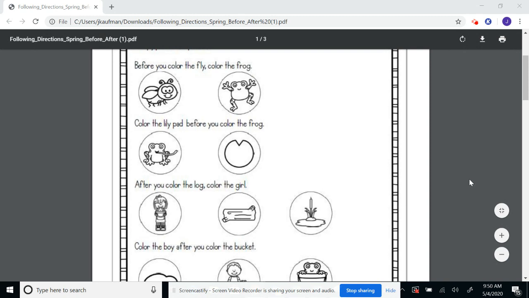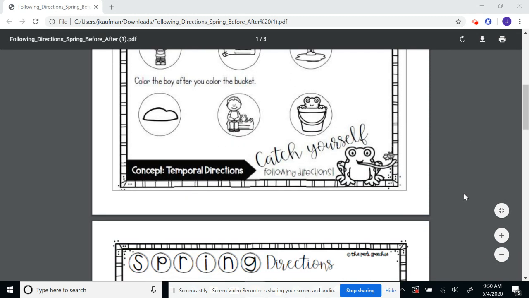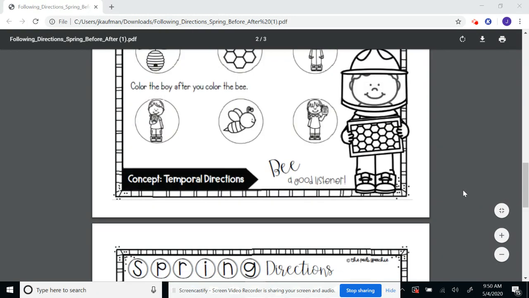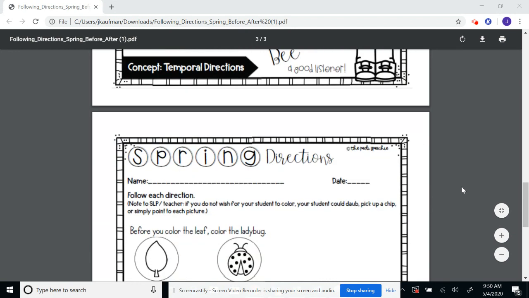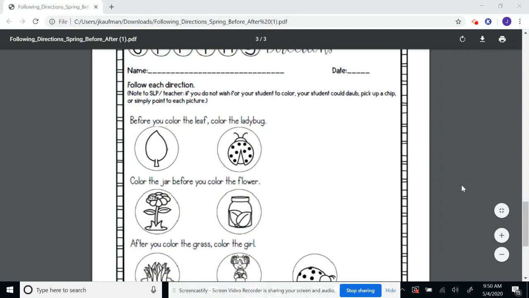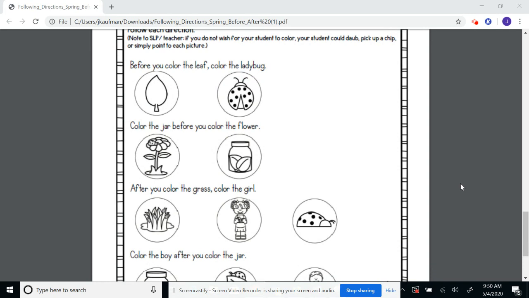Thanks for following along. Now it's your turn to keep going. In this activity, you have many different directions. If you need some help, you can have your helper read it to you, and then do the direction and really pay attention to those words before and after.